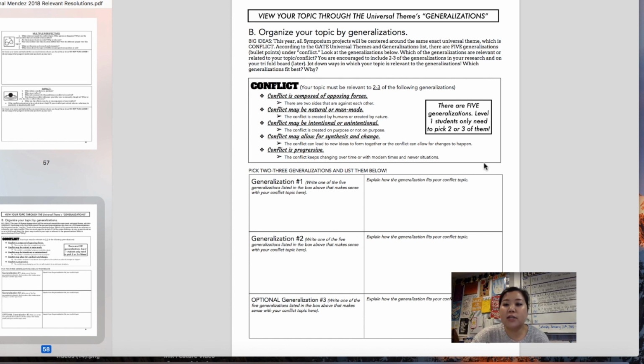Here are the 5 generalizations. If you're a level 1 student, you only have to pick 2 of them. And if you want, you can do 3. If you're a level 2 student, you have to do all 5 of them.